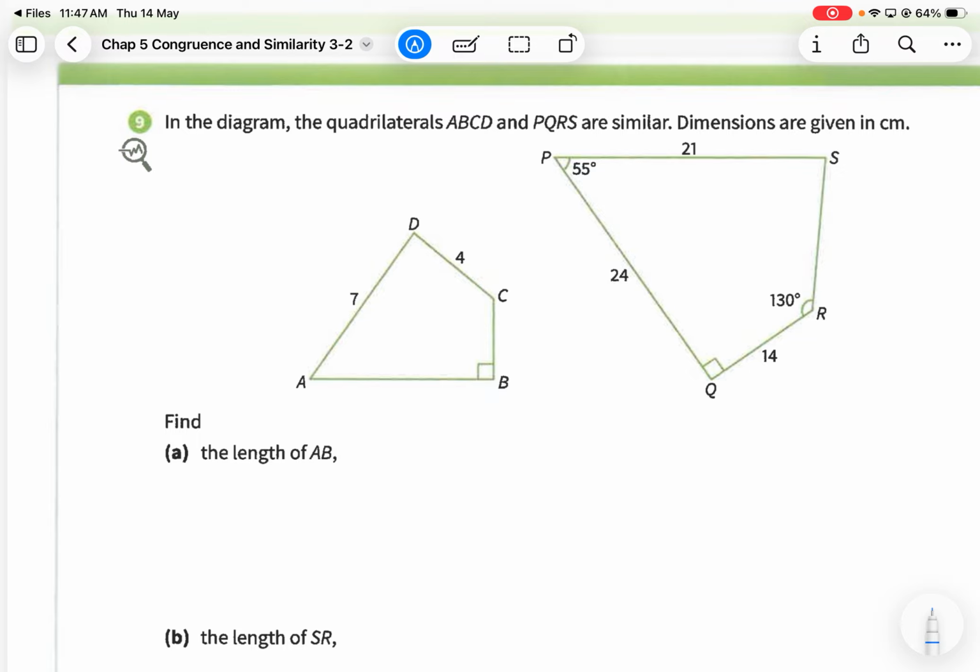Were you listening just now? How do you tell which side corresponds to which side?